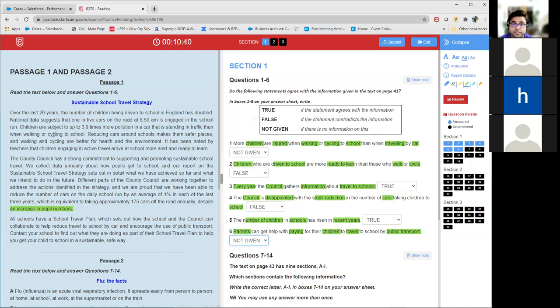Cool. So this is how you find answers for true, false, not given. Now this is for section 1, so it's relatively easy, but each section is going to get tougher. But these are the simple ways of finding answers for these kinds of questions. Okay, great.